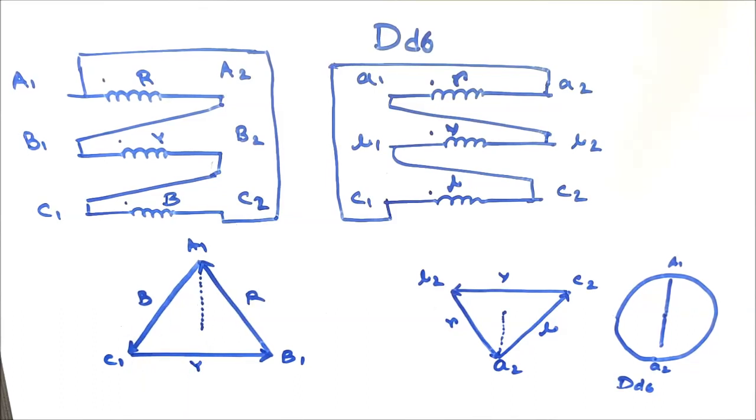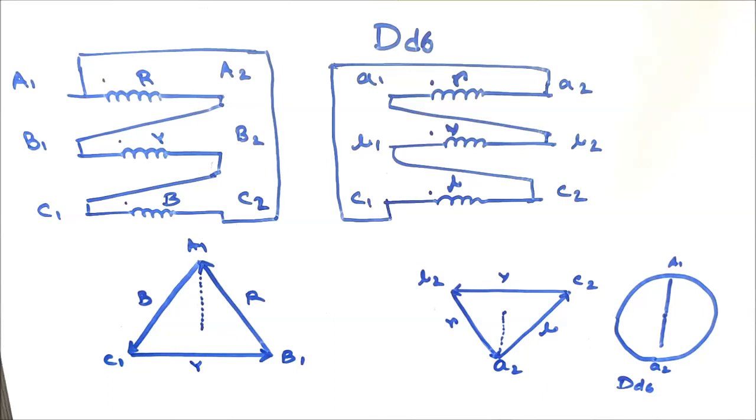But in case of Dd6 the LV side winding connection is different. Here the connection terminals are A2, B2, C2 instead of A1, B1, C1, and A1 is shorted with B2, B1 is shorted with C2 and C1 is shorted with A2 to form the delta connection. Between A2 and B2 there exists the red phase coil, between B2 and C2 the Y phase coil, and between C2 and A2 the blue phase coil.